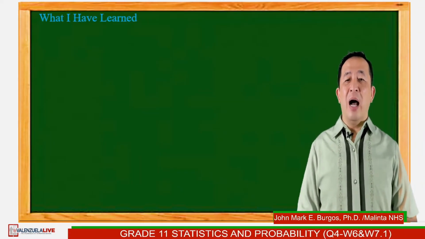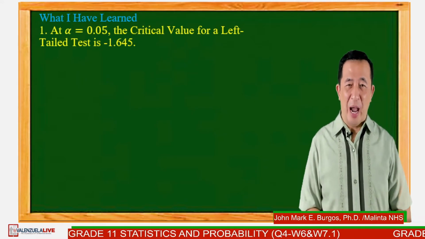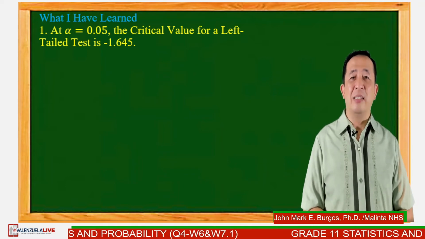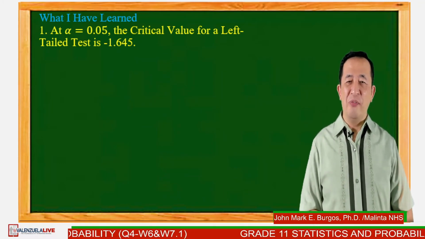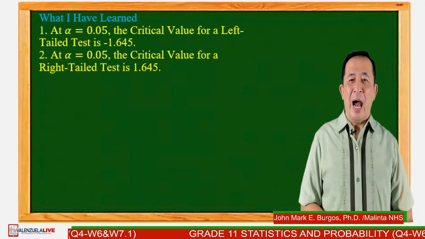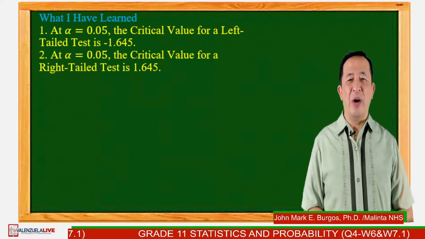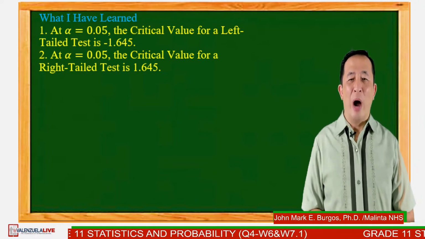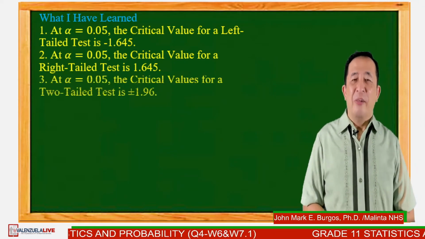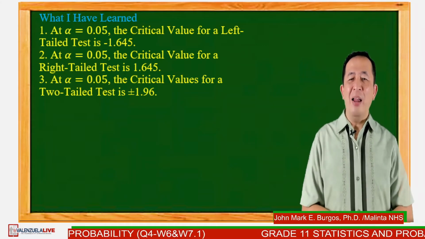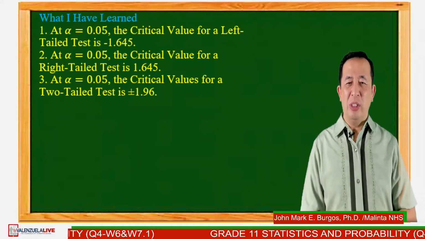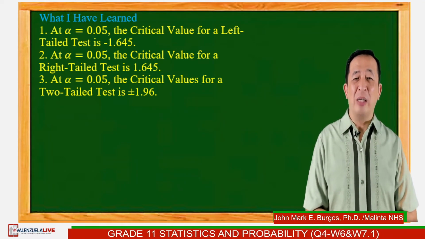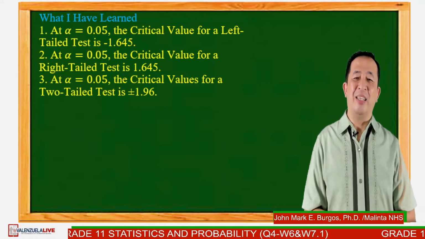At alpha equal to 0.05, the critical value for a left-tail test is negative 1.645. Secondly, at alpha equal to 0.05, the critical value for a right-tail test is 1.645. Third, at alpha equal to 0.05, the critical values for a two-tailed test are positive or negative 1.96.